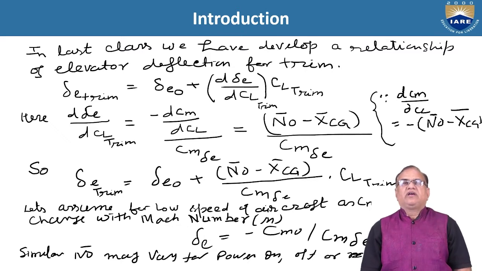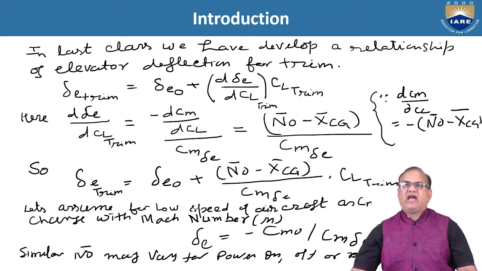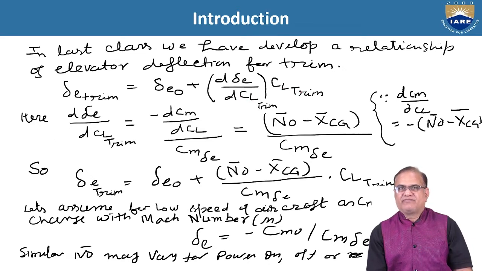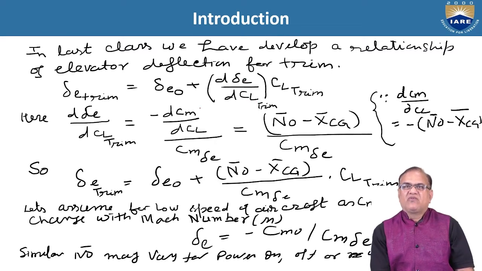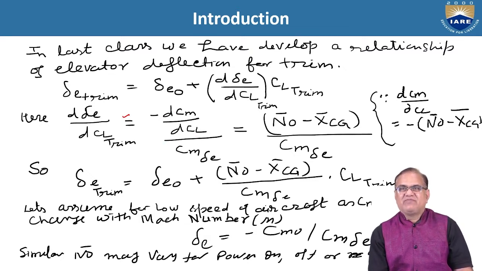I think you remember in my last class, we developed a relationship of elevator deflection for trim. We have seen that elevator required for trim is equal to delta E naught plus d delta E by dCL trim into CL trim. Here this term d delta E by dCL trim, we can approximate as equal to minus dCm by dCL divided by Cm delta E.